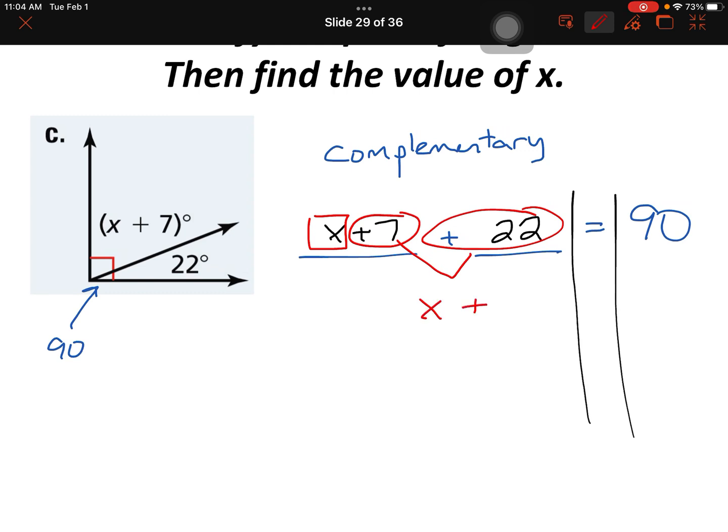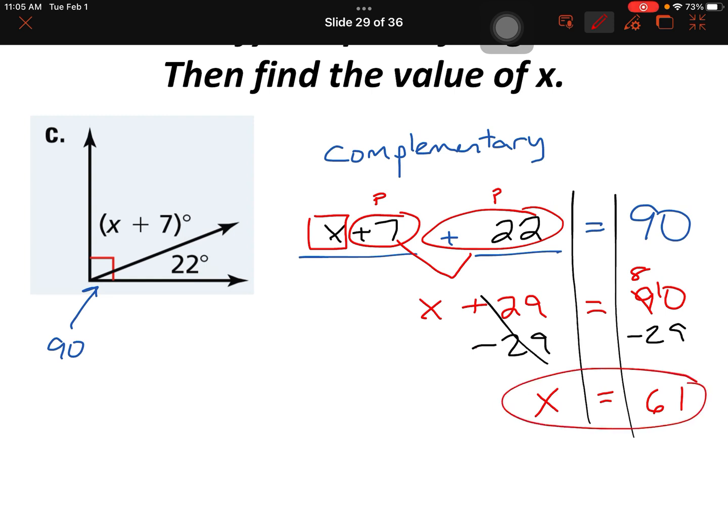So a positive plus a positive, I'm going to have more positive, so I get 29. And I am going to subtract 29 from both sides. And that's going to give me x is equal to, and so we borrow, and you have your calculator, but 61. And it's not 61 degrees technically, because if I wanted the measure of the angle, then I would put it in. So the angle measure is actually 68 degrees, because if you plugged it back in for x, that would make it true, because 68 degrees plus 22 degrees gives you 90 degrees.